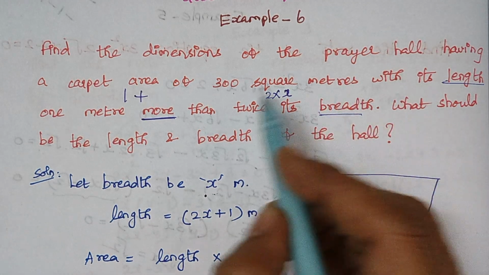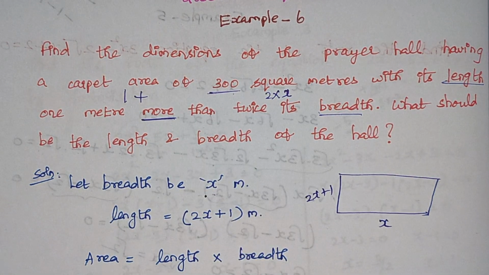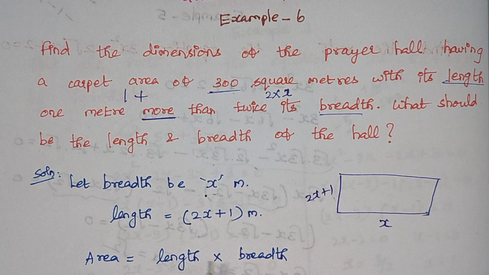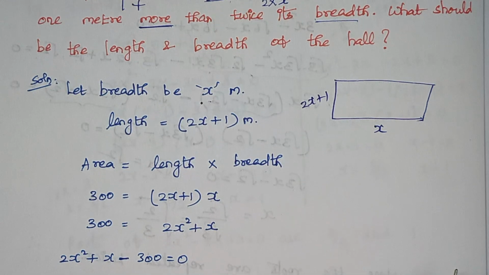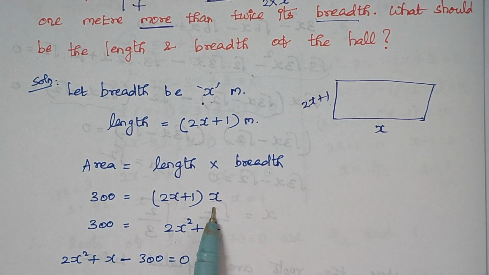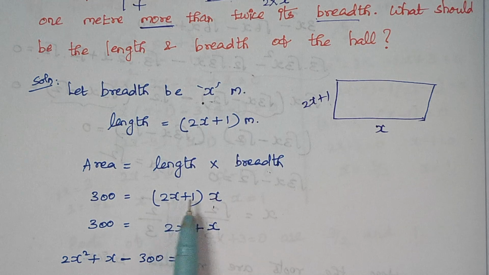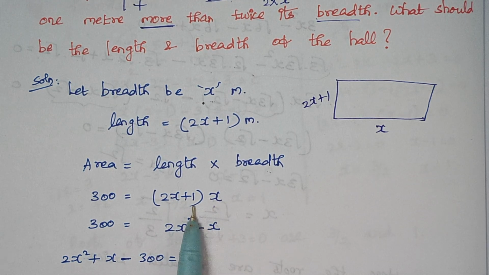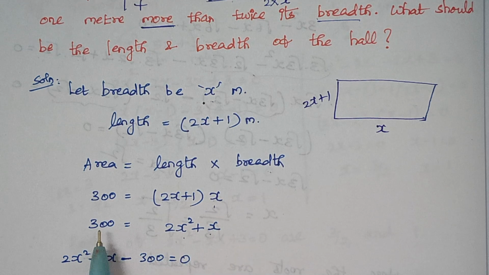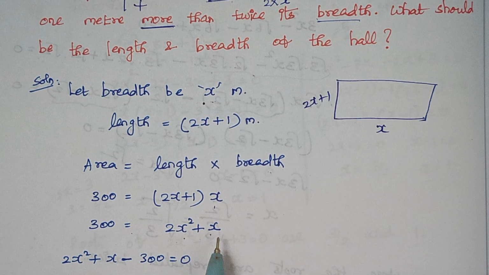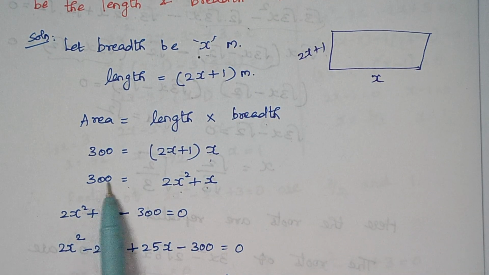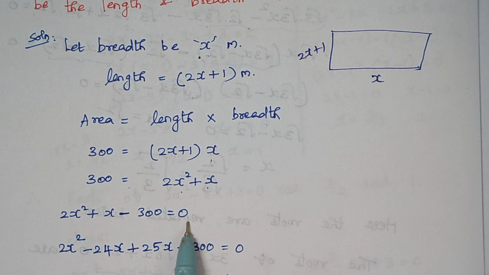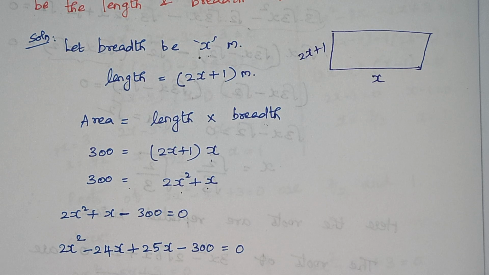So now we have calculated the length and breadth for the given data, and the area is given as 300 square meters. So area is equal to length into breadth. Now just substitute the values. Area is 300, length is 2x plus 1 and breadth is x. When you multiply 2x into x makes 2x square, and 1 into x is x. So 300 is equal to 2x square plus x, and when you simplify, 2x square plus x minus 300 is equal to 0. Now we have to solve this quadratic equation.